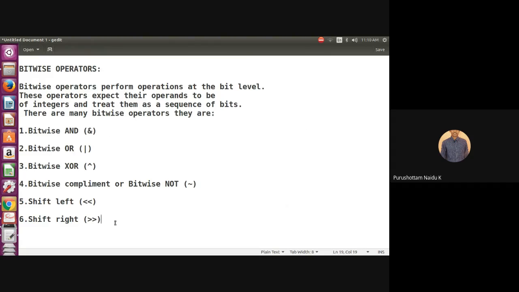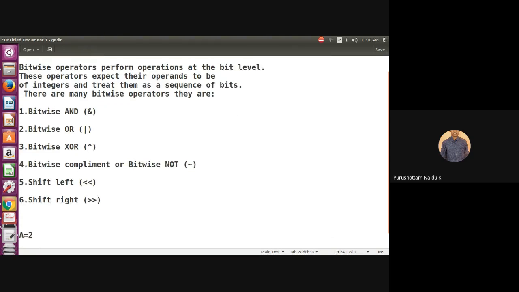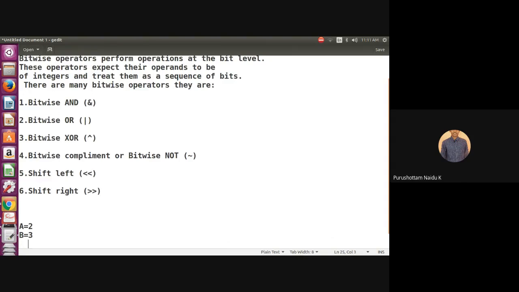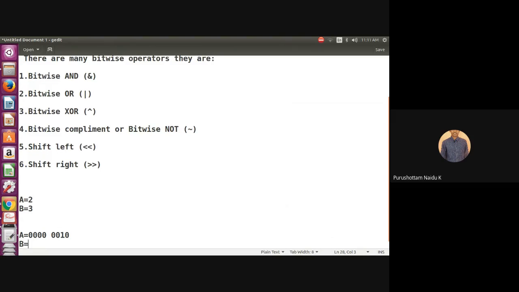For example, let's take a equals 2 and b equals 3. Internally these can be treated as 8 bits. The binary equivalent of 2 is 0 0 0 0 0 0 1 0, the internal binary equivalent of A. And the binary equivalent of 3 is 0 0 0 0 0 0 1 1, the binary equivalent of B.